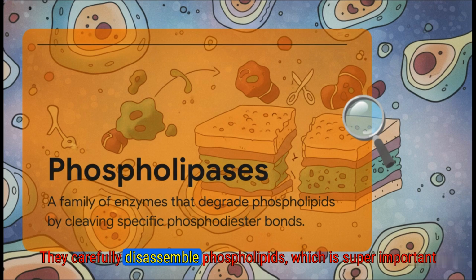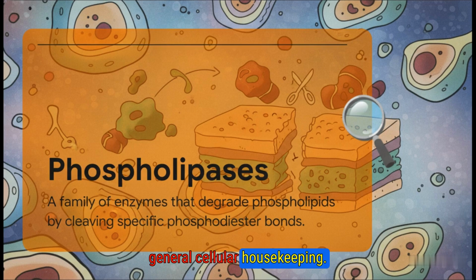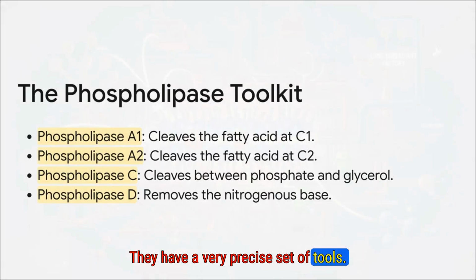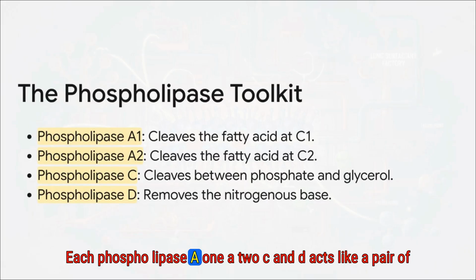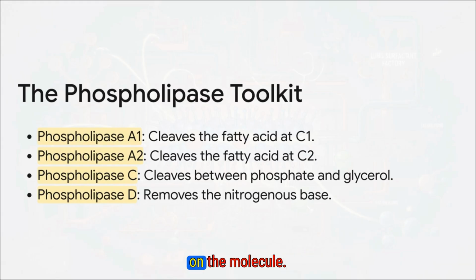They carefully disassemble phospholipids, which is super important for remodeling membranes, creating signaling molecules, and just general cellular housekeeping. And this recycling crew doesn't just smash things with a sledgehammer. They have a very precise set of tools. Each phospholipase, A1, A2, C, and D, acts like a pair of molecular scissors, making a specific cut at a different spot on the molecule.